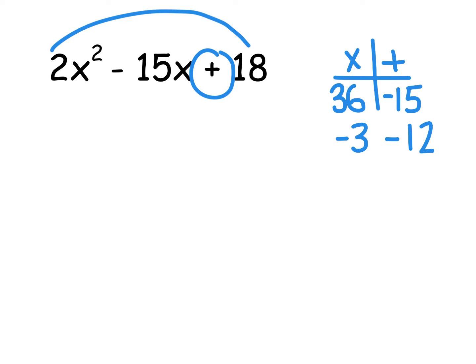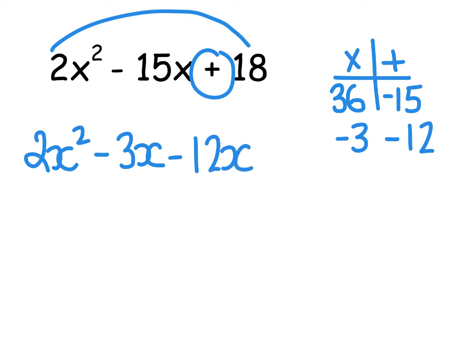So we're going to start with our first term, 2x squared. We're going to put in this 3 and the 12, but it becomes a minus 3x minus 12x, and the end term is a plus 18. Then we're going to imagine this imaginary line down the middle, and we're going to take out a common factor on each side.